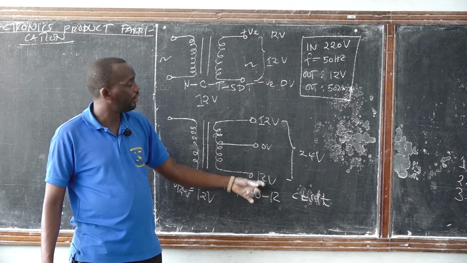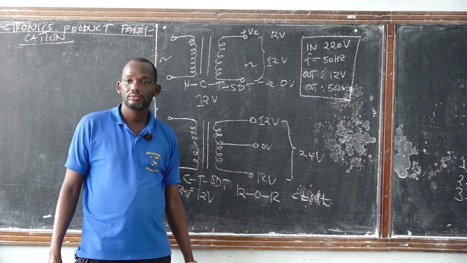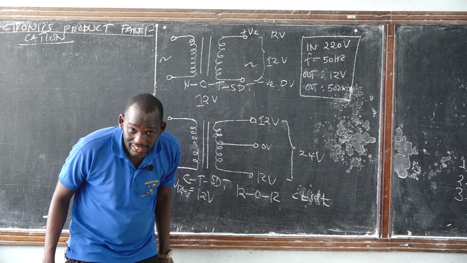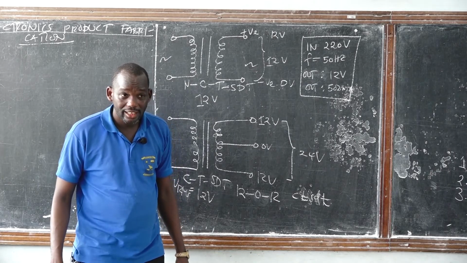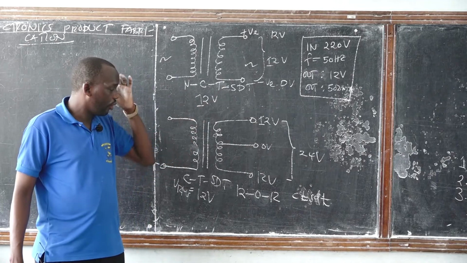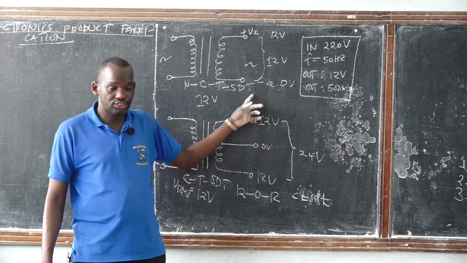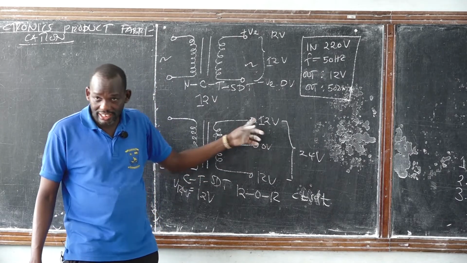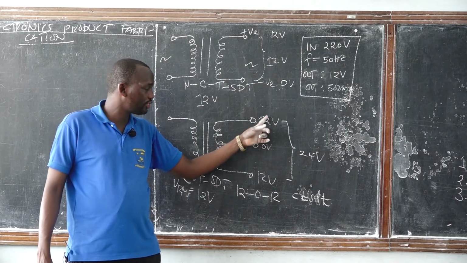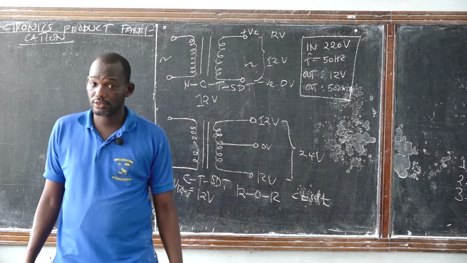How do we get 24? It's 12 volt plus 12 volt. Okay, class? Is it clear? We can have a center tapped transformer of 12 volt, but it has 3 terminals. The first 2 terminals, 12 volt. And the second 2 terminals, 12 volt. But if you measure the first terminal and the last terminal, you find what? 24 volt.